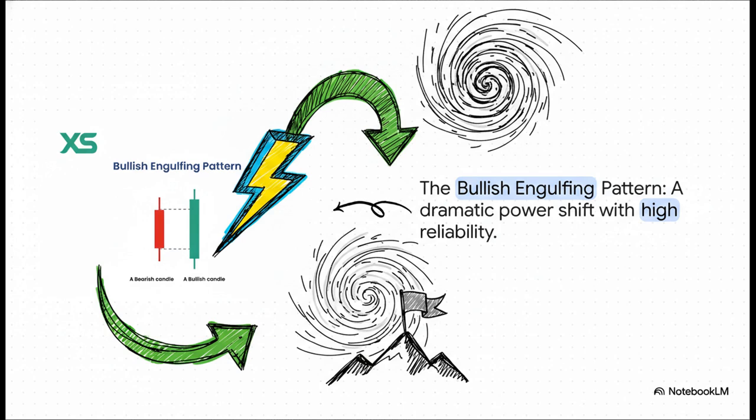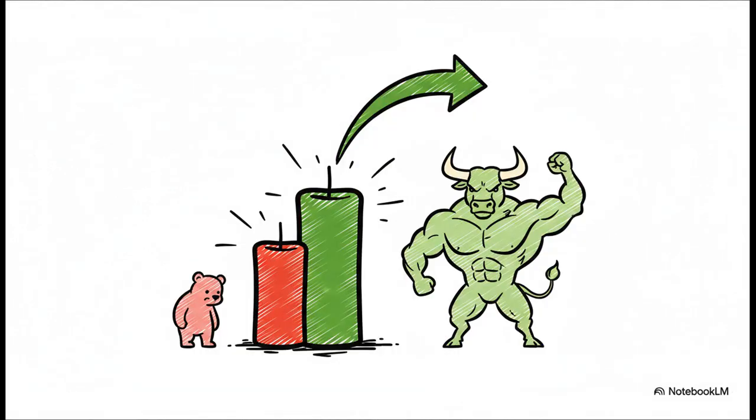This is a really powerful one. So this story takes two candles to tell. First, you have a red, bearish candle, maybe continuing a downtrend. But then, the very next candle, this huge green one, opens lower but then rallies with so much strength that it completely swallows or engulfs the entire body of the candle before it. This is basically the market screaming that the buyers have taken firm control.